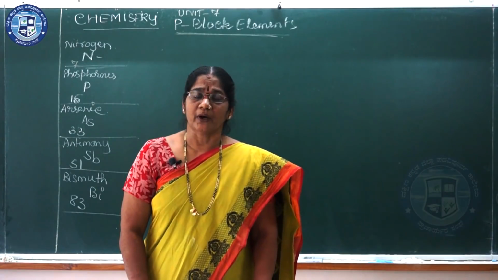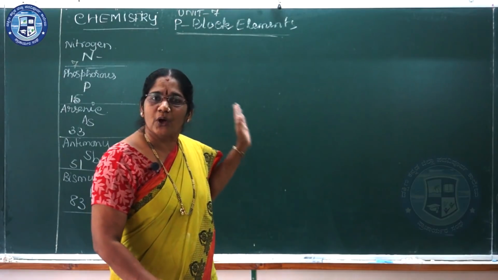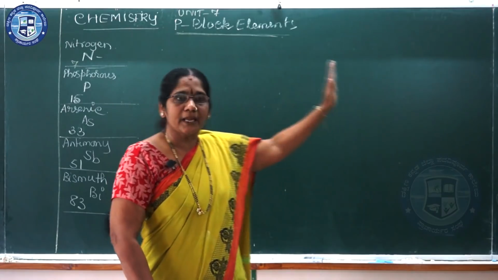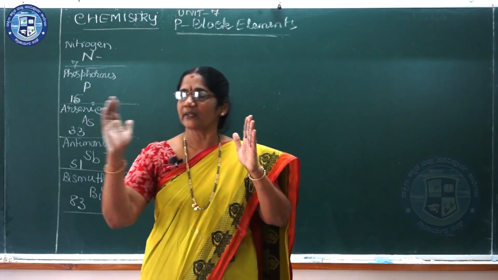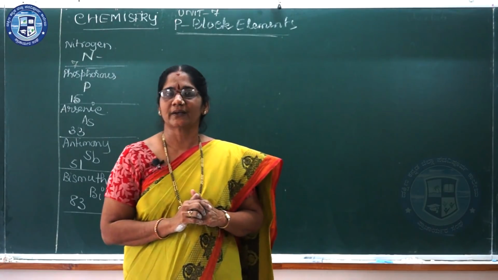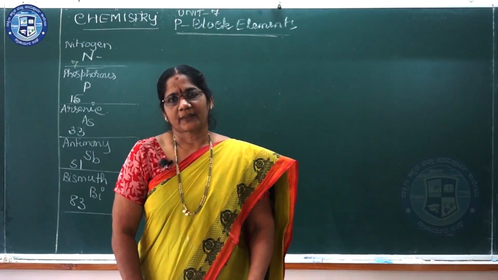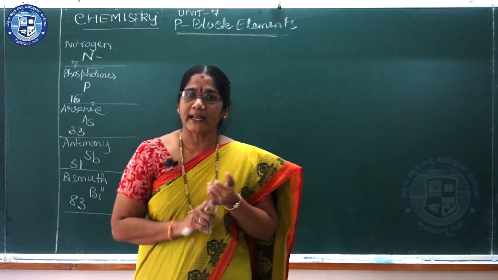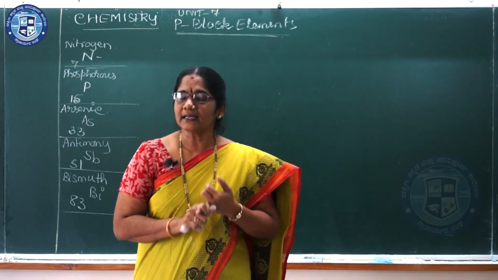Then you have studied about the classification of elements into S block, which is at the left extreme end of the periodic table, and P block at the right extreme, and D block elements in the middle of the S and P block. Then you remember F block is kept separately at the bottom of the periodic table. Then you have studied about group 1 of alkali metals and group 2 of alkaline earth metals.